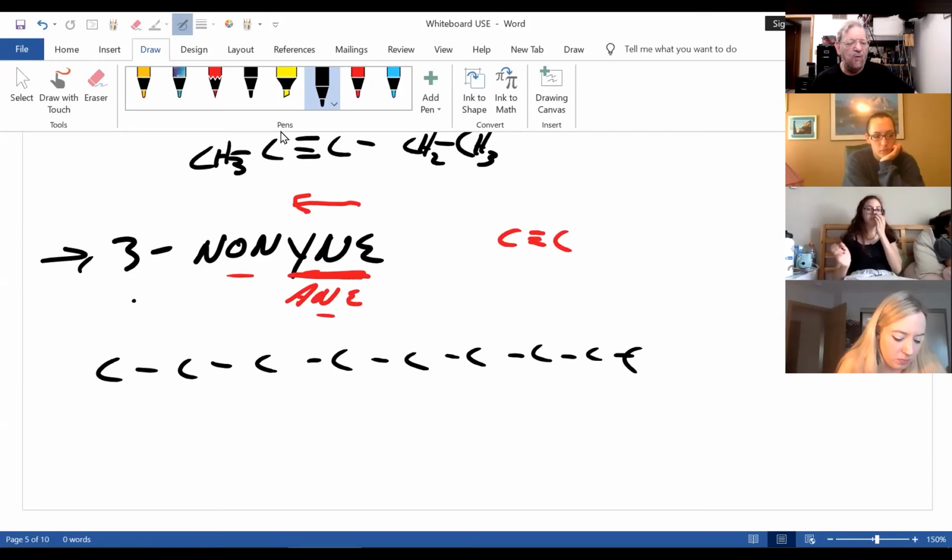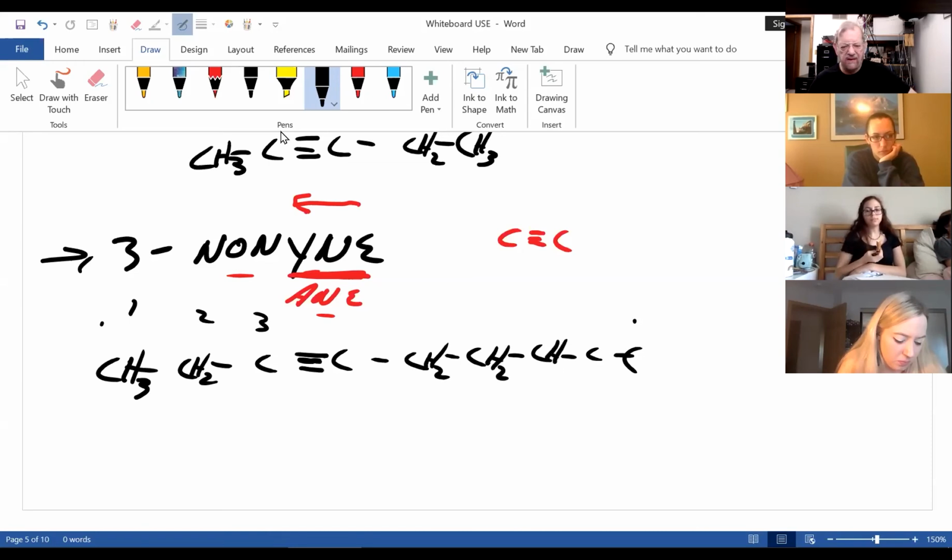Now, 1, 2, 3, you could have started from this side, but most of you are going to start from that side. I have my triple bond starting at carbon number 3. And I know there are 4 bonds to carbon, and that's how I draw it.